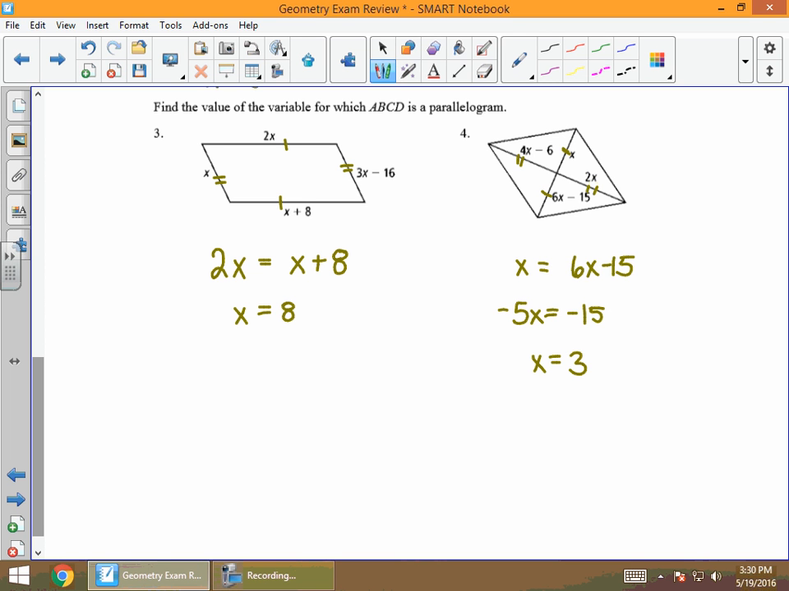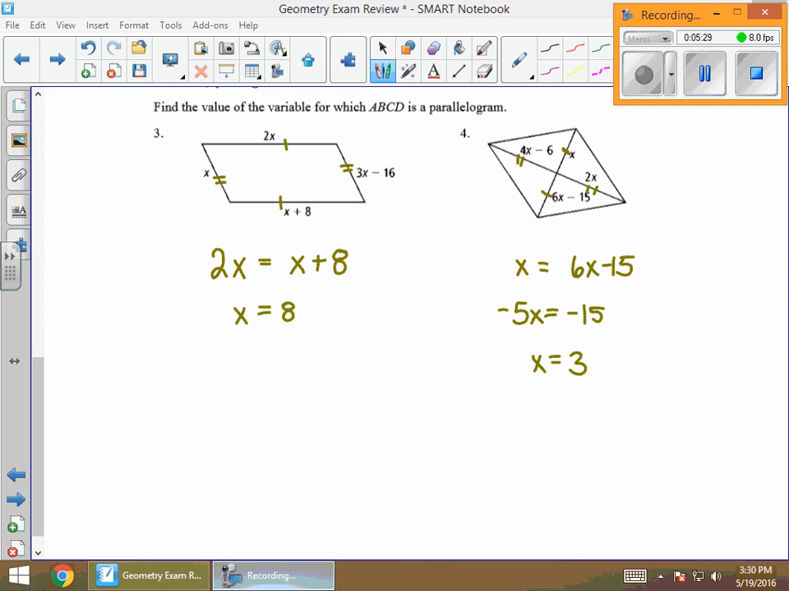Again, if you would have used the other ones, 4x minus 6 is equal to 2x. Subtract 4x on both sides, you would get negative 6 equals negative 2x. Divide by negative 2, and you would get x to be 3. Well, I told you it would be quick, and that is the end of the quadrilaterals.